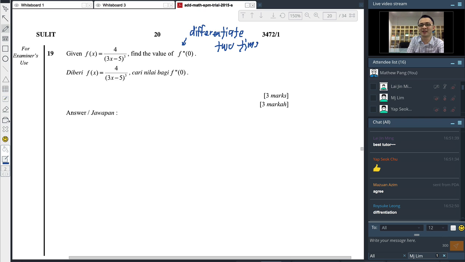This is not the inverse. This one is not the same as something like this. Alright, they are not the same. This is differentiation. This is function. Alright, they are not the same. So you need to differentiate 2 times and substitute 0 into it.